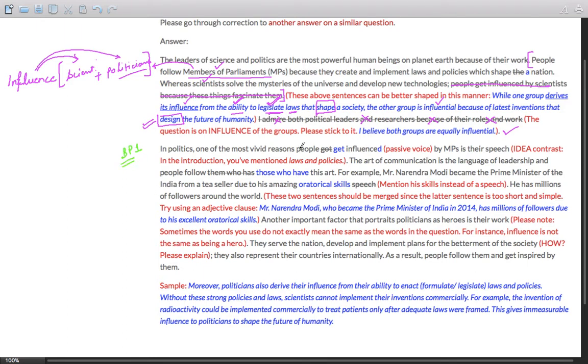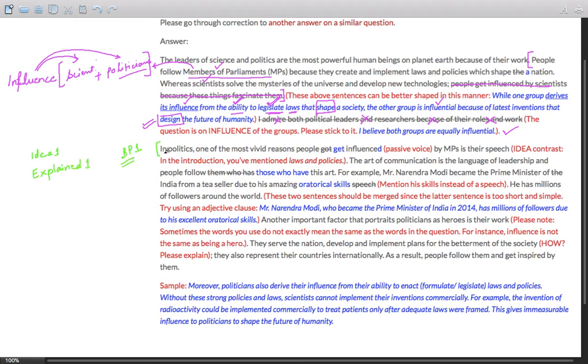Now, in this part, I would like to highlight two or three main issues. First, the student has begun with idea one. Body paragraph one should have idea one, and it should be sufficiently explained. Now, what exactly has the student done?